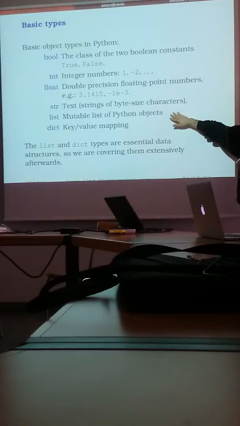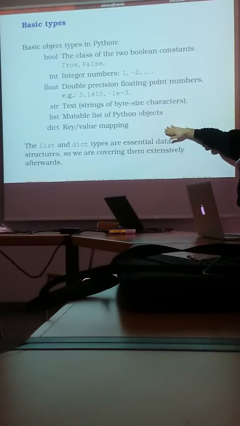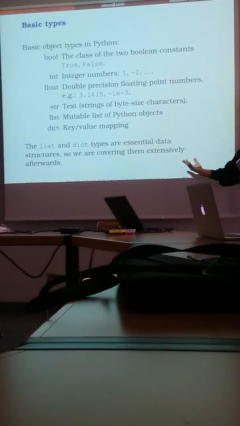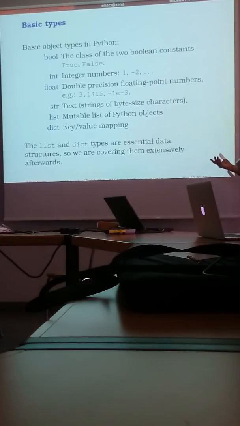Lists are lists of Python objects, and dict is a key value mapping. We will cover this in detail after. And then you can build your own types by building custom Python objects, and that's the topic for tomorrow.